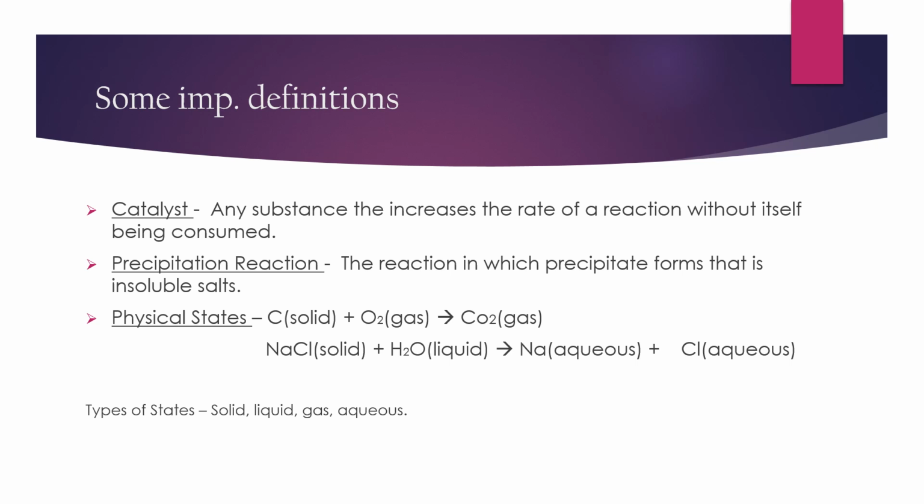Catalyst. What is a catalyst? What are the uses of a catalyst? Any substance that increases the rate of a reaction without itself being consumed. What is the meaning of it? The substance which speeds up the rate of a reaction without itself being consumed. A catalyst is a chemical that is put into the reaction along with the reactants so that the rate of the reaction increases without the catalyst itself being consumed.